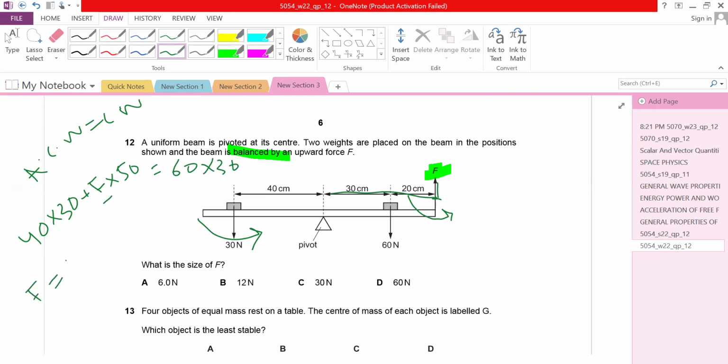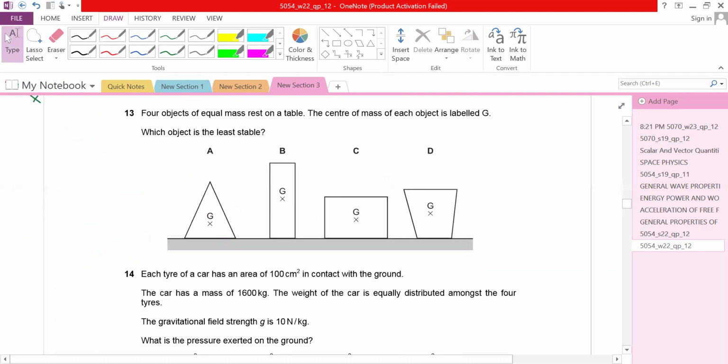So F equals 1800 minus 1200 divided by 50. So the answer for question number 12 would be, let me calculate it, 1800 minus 1200 divided by 50, 12 Newton. So the size of the force is 12 Newton. B option.